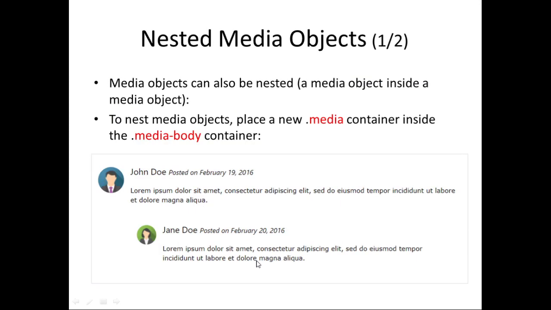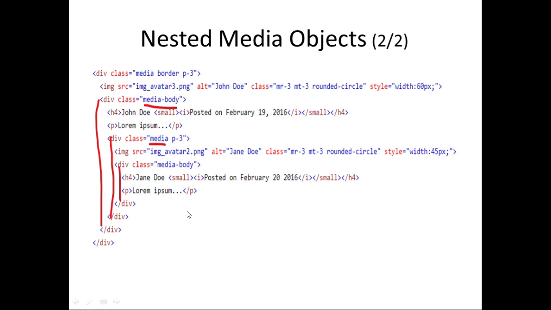Now we can actually nest media objects. Media objects can also be nested, a media object inside another media object. To nest media objects, place a new media class container inside the media body container. So the appearance will be something like this. We have here our media object, and then inside this media object we have another media object. So we have nested media objects. So what will be our code? The code will be something like this.